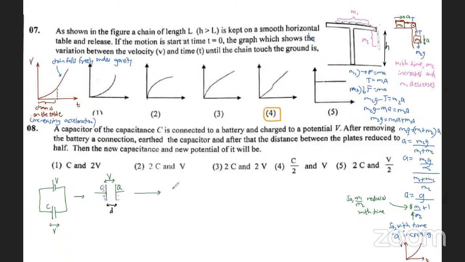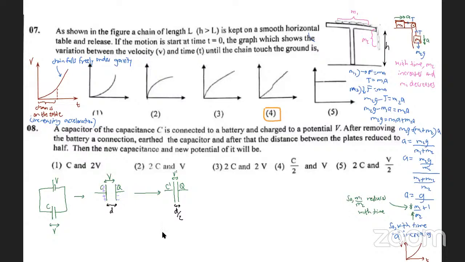Normally, let's continue. When you reduce the distance between the plates by half, who will change, people? Obviously, two things will definitely change. Now this is d by 2. Who can't change? Charge cannot change. Charge will remain constant, so the same charge Q. Potential will be different now, I'll take it as V dash, and the capacitance is also going to be different, C dash.